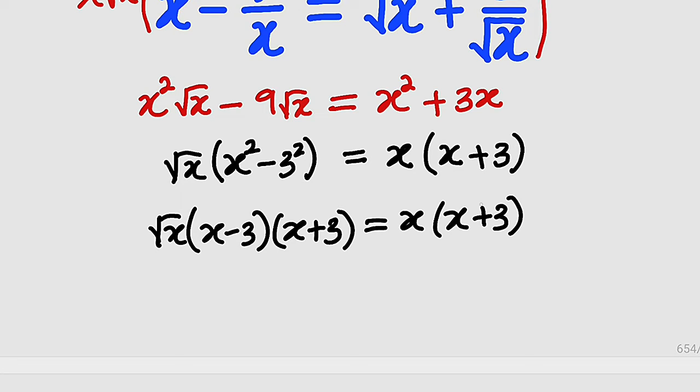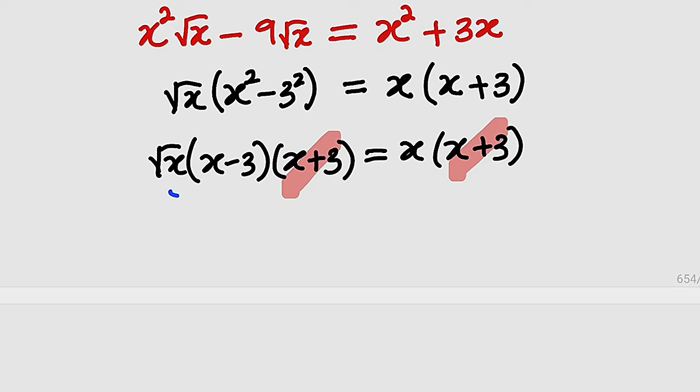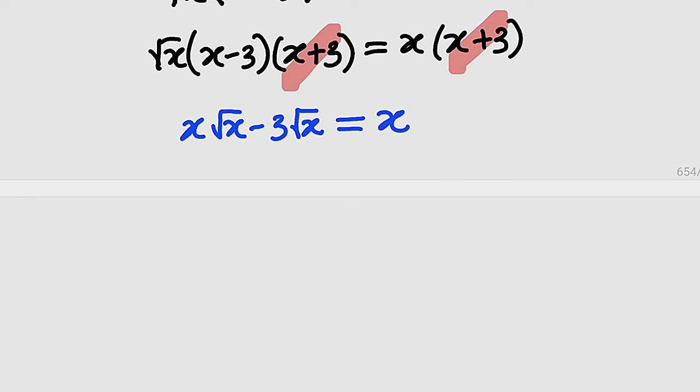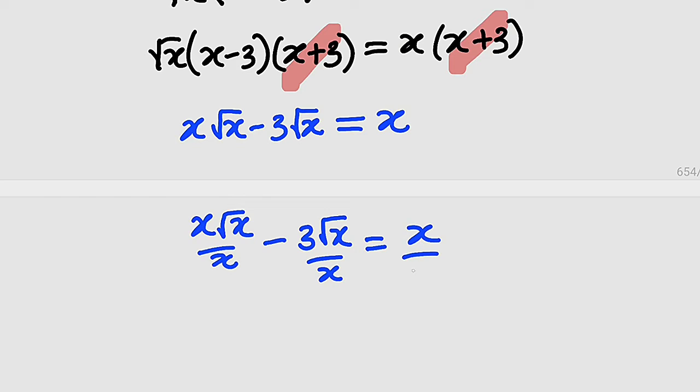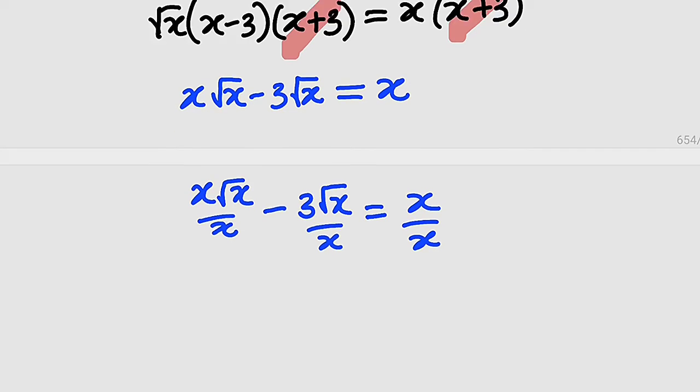For cancellation, you can clearly see that this will cancel this. So what we have to the left, we can distribute: x root x minus 3 root x. To the other side, we have only x left. From here, we can divide both sides by x, because we know that x is not equal to 0 from our main equation. So we have just divided every single term by x.